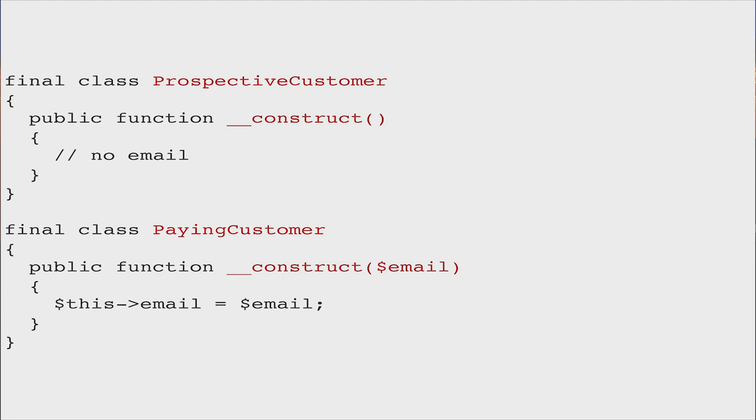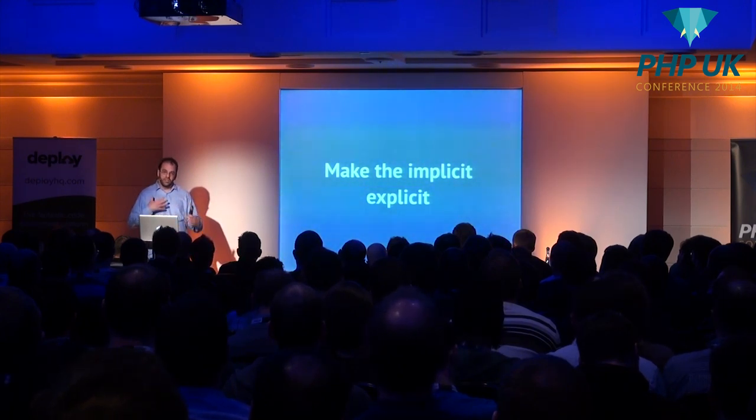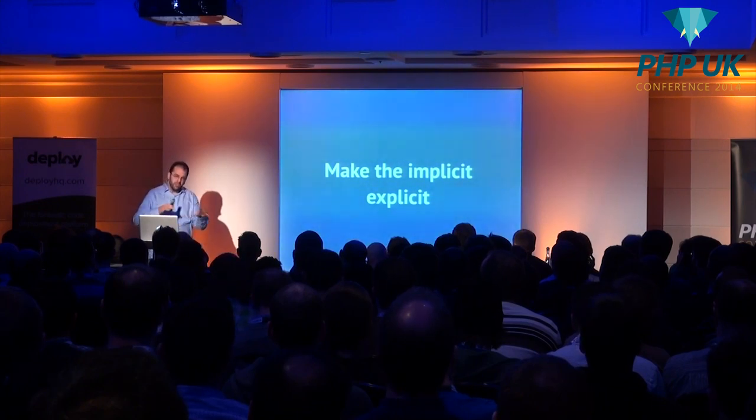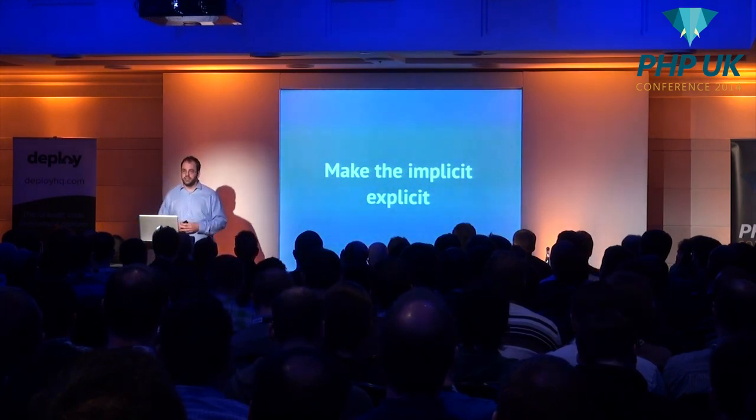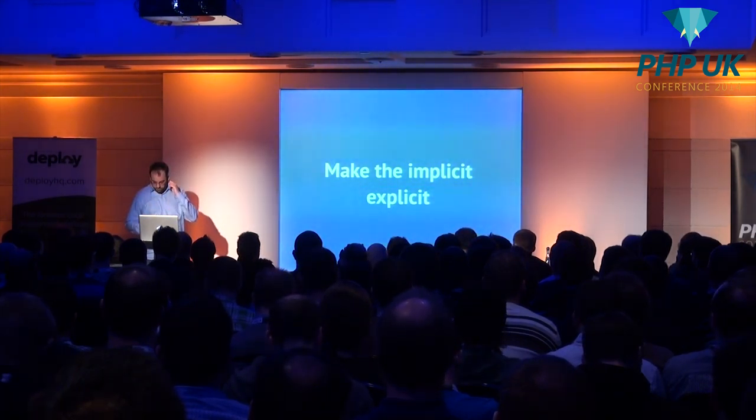The prospective customer is consistent. It doesn't need to have an email address. The paying customer is consistent because it cannot have no email address. So we try to make the implicit explicit. If you discover this sort of vagueness, or that multiple rules apply in different contexts, then you're probably missing some concept. Try to find it and make it very visible.